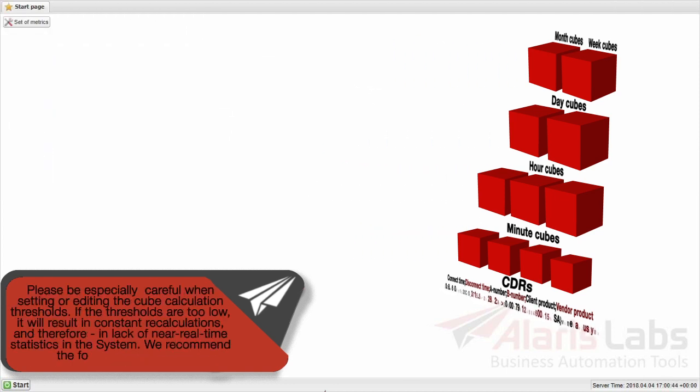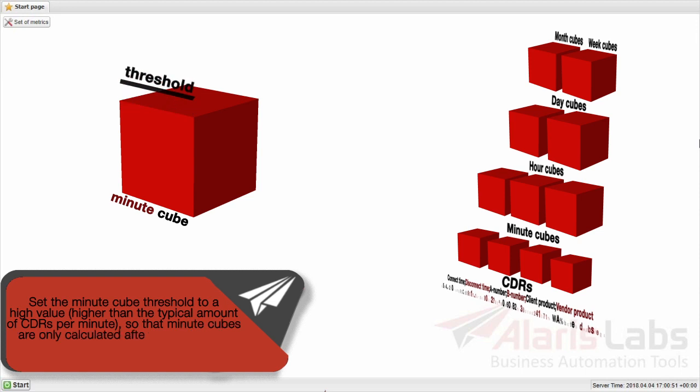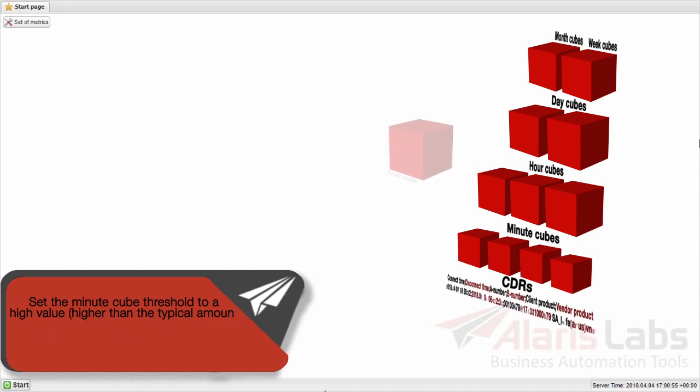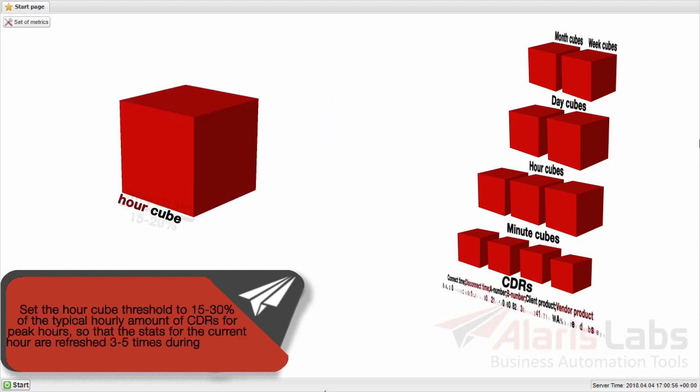Please be especially careful when setting or editing the cube calculation thresholds. If thresholds are too low, it will result in constant recalculation and therefore in a lack of near real-time statistics in the system. We recommend the following guidelines. Set the minute cube threshold to a high value, higher than the typical amount of CDRs per minute, so that minute cubes are only calculated after the respective minutes and no intermediate recalculations are required. Set the hour cube threshold to 15-30% of the typical hourly amount of CDRs for peak hours, so that the stats for the current hour are refreshed 3-5 times during the hour.